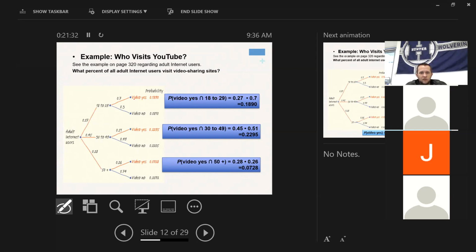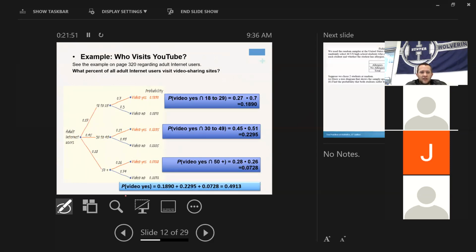So that's the probability they're watching videos in that age group. This is the probability they're in that older-ish age group. I'm not going to say older because I'm in that age group. And this is the probability they're watching videos in that age group. And so if we wanted to find that they do watch videos, we would just basically add all three of those up. And there we go. All right, those are three examples.